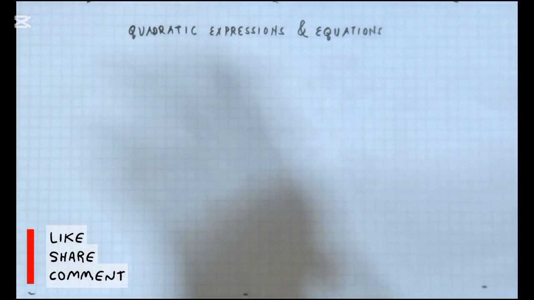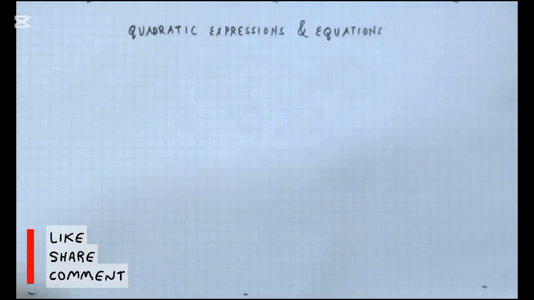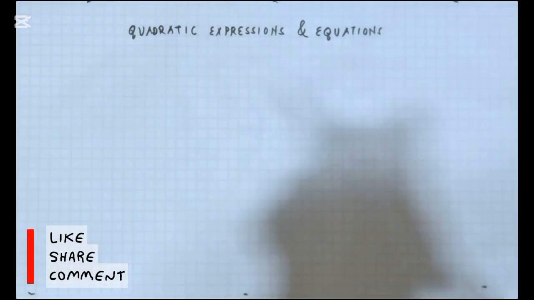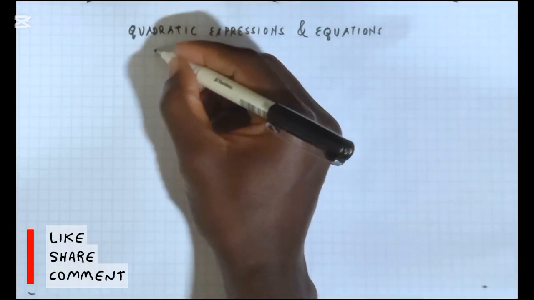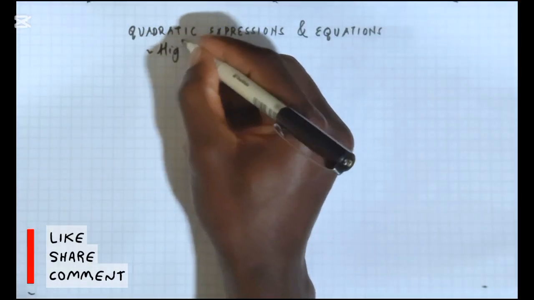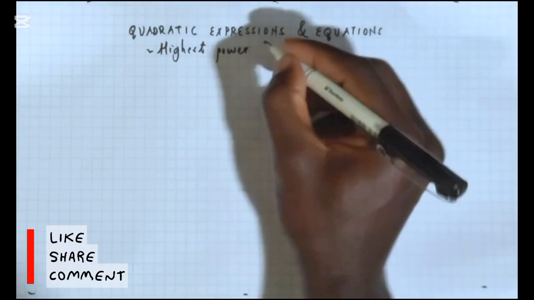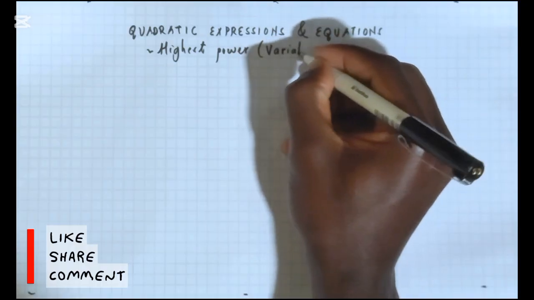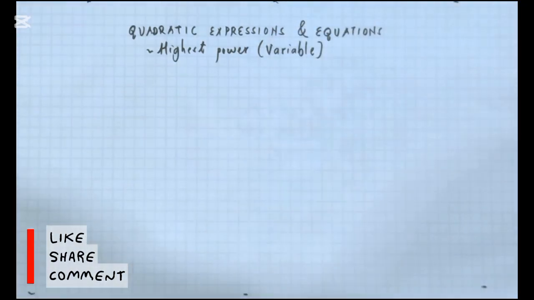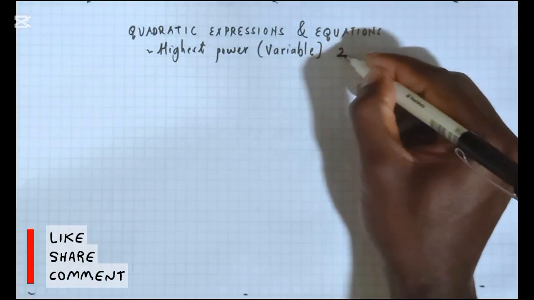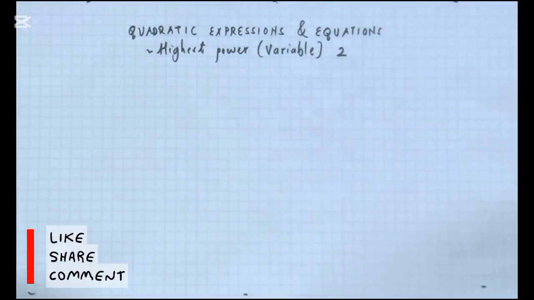So whenever you have an equation where the highest power of the variable is 2, then that equation qualifies to be called a quadratic equation. All right. So whenever you have any algebraic expression in which the variable has the highest power of 2, then we say that that is a quadratic expression.